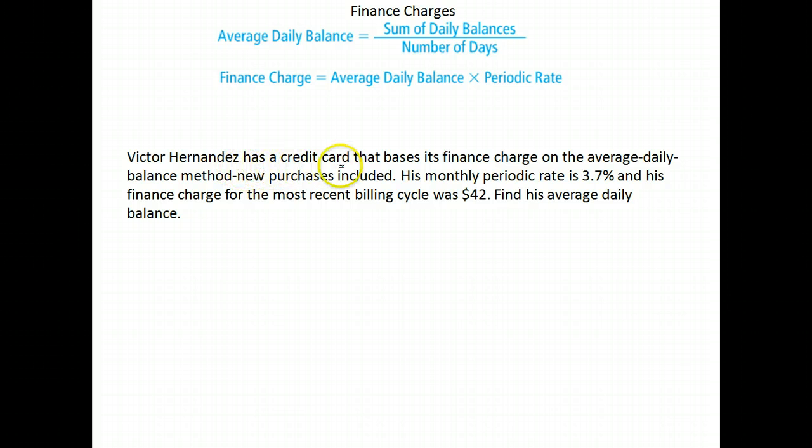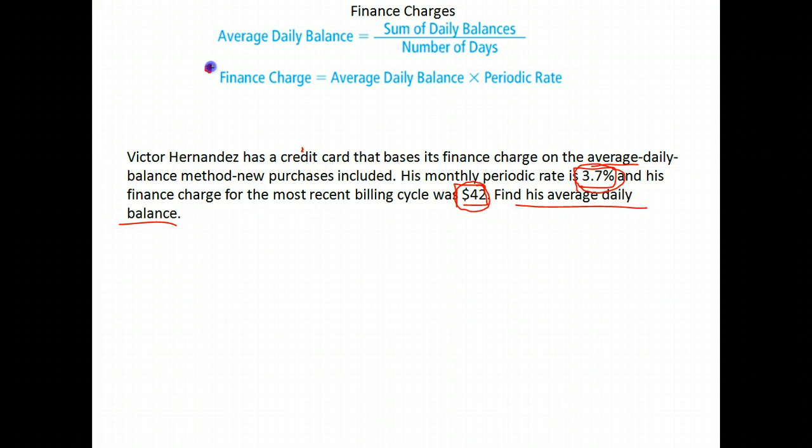Okay, Victor Hernandez has a credit card that bases its finance charge on the average daily balance method. New purchases included. His monthly periodic rate is, here's his rate, 3.7%, and his finance charge for his most recent bill was $42. Find his average daily balance. Now, one way to find average daily balance is for them to tell you what your balance was each day, and you add them together and divide by the number of days. In this case, we have to use the information we were given. We were given the amount of the finance charge, and we were given the rate.